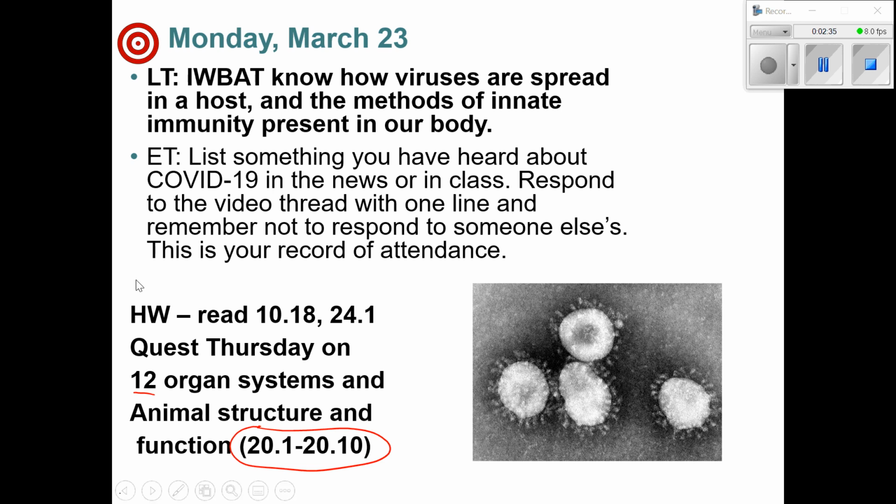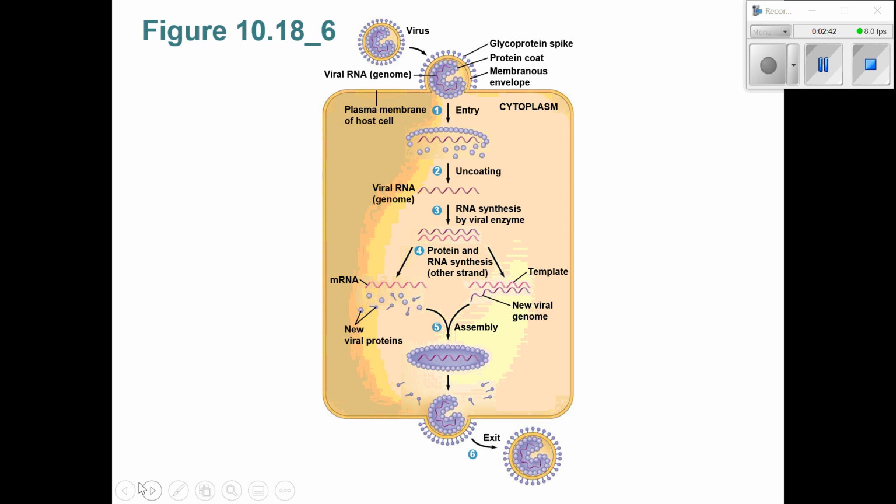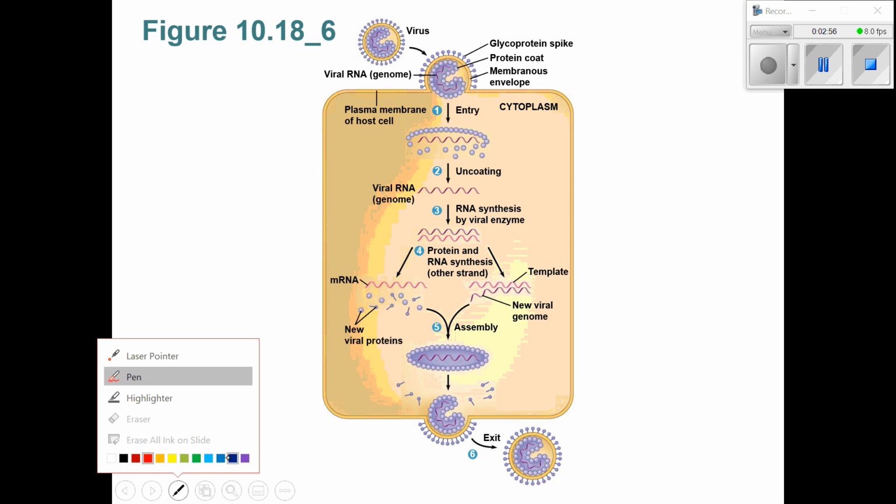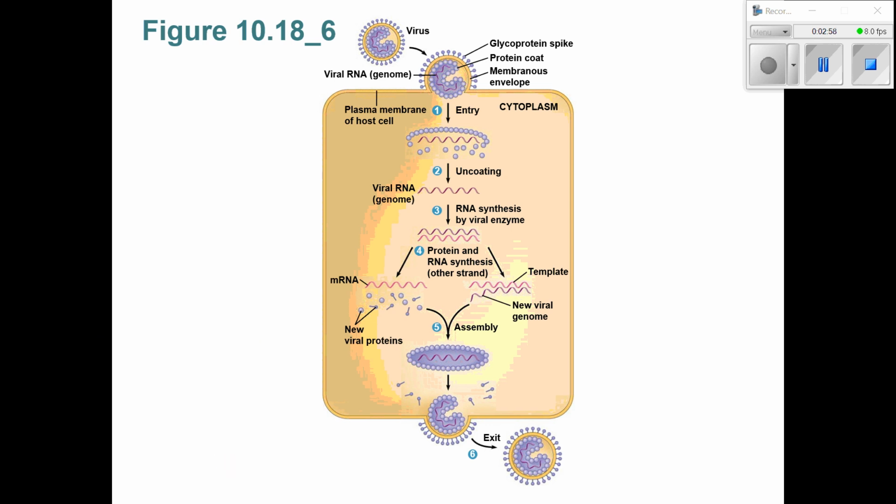Back to our task for today, to know how viruses are spread in a host and how the methods of innate immunity are present in our body. Part of this is to get at what's really going on with COVID-19, and this is constantly changing, but I think it's a great opportunity to see some of the things we just finished learning about in our genetics unit and how it plays out in real life as we all are dealing with this right now. One is that there's a lot of misinformation, and two, there's a lot of work being done right now that requires a level of understanding that we started with in this last unit.